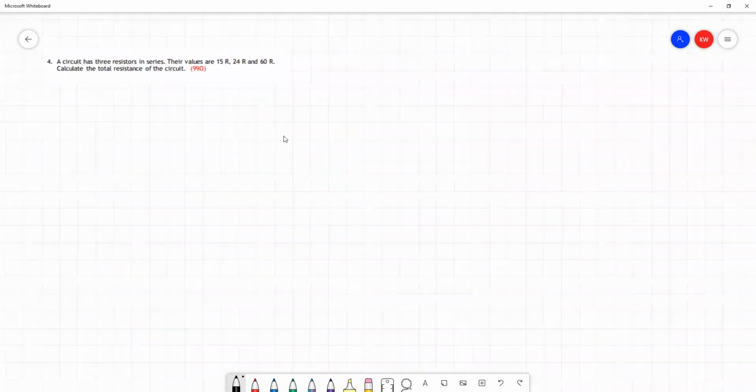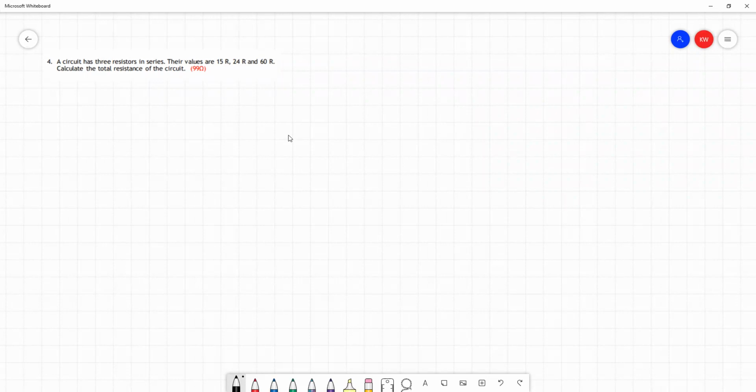A circuit has 3 resistors in series. Their values are 15 ohms, 24 ohms, and 60 ohms. Calculate the total resistance of the circuit. Now, this is a straightforward question, but what's different about this question is that we've decided not to give you a diagram.